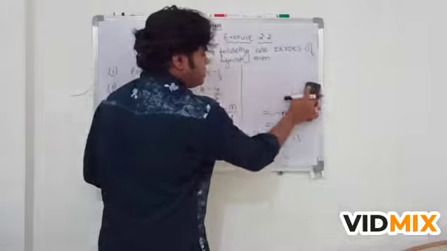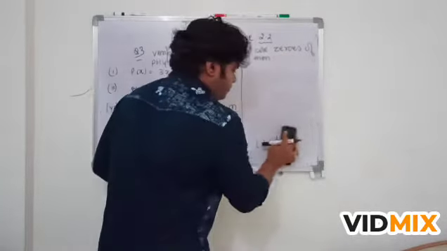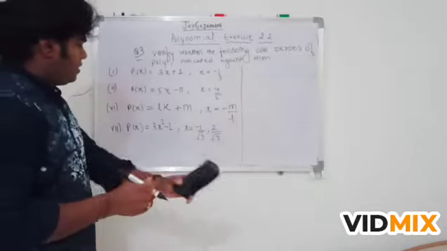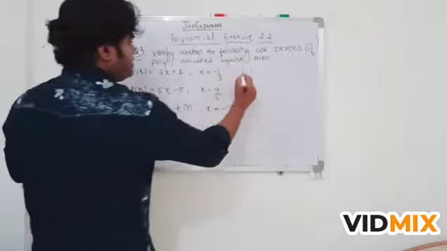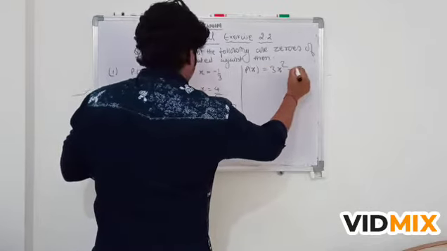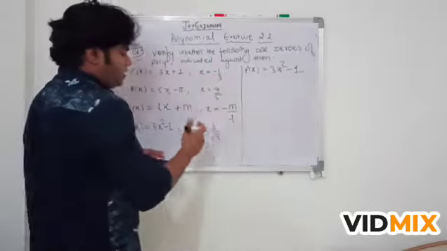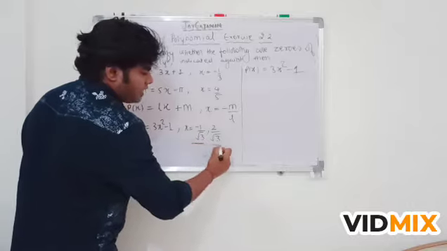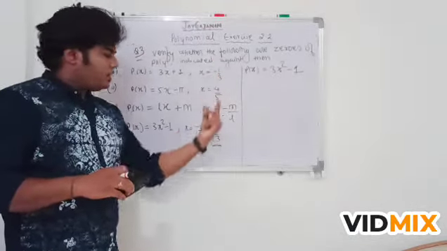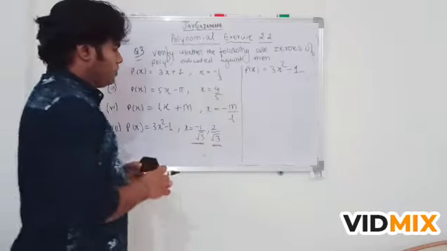Though there are 8 questions, you try by yourself to solve those. If any problem, please do comment so that I can resolve your problem. So the last one is p of x is equal to 3x square minus 1. What is x? First we are taking this x, second we are taking this x. Two values are given. So we'll take these values.